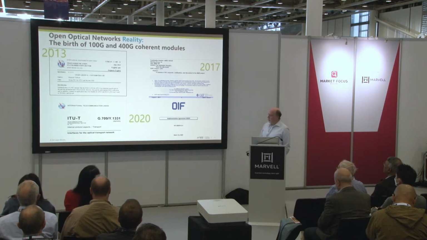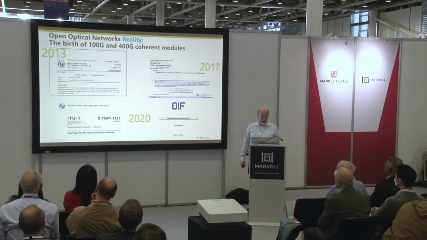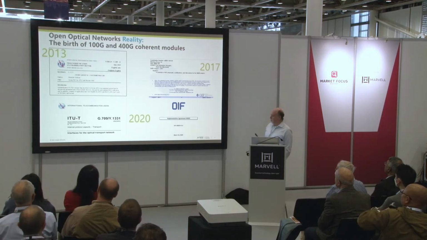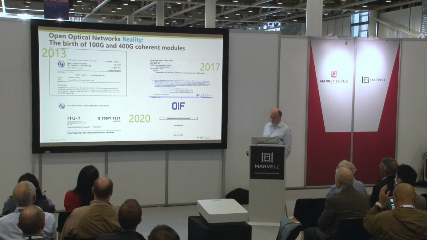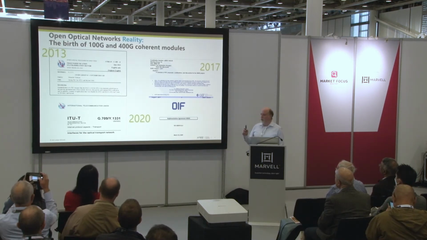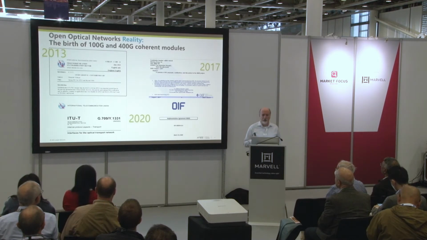So you see it ended up in 2020 with G.709. So it was seven years in the making. In parallel, OIF was working on interoperability on 400 gig. They started in 2017 and ended, well, they only needed three years. But I also have to say, to the credit of ITU, there was a lot of work that ITU already did that was carried over into OIF in order to speed it up.